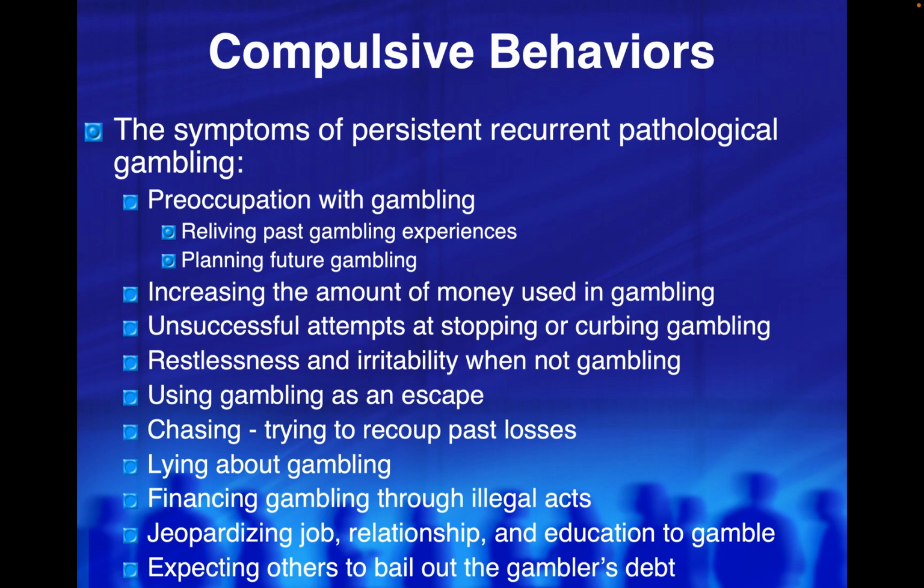The symptoms of persistent recurrent pathological gambling: preoccupation with gambling, reliving past gambling experiences, planning future gambling, increasing the amount of money used in gambling, unsuccessful attempts at stopping or curbing gambling, restlessness and irritability when not gambling, using gambling as an escape, chasing, trying to recoup past losses, lying about gambling, financing gambling through illegal acts, jeopardizing job, relationship, and education to gamble, expecting others to bail out the gambler's debt.